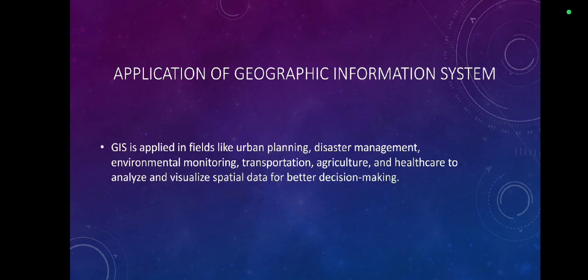The second is the application of Geographic Information System. GIS is applied in fields like urban planning, disaster management, environmental monitoring, transportation, agriculture, and healthcare to analyze and visualize spatial data for better decision making. The next content I am going to discuss is how to use QGIS.